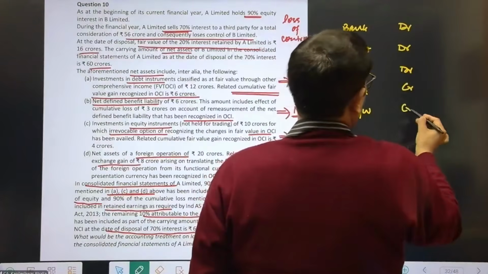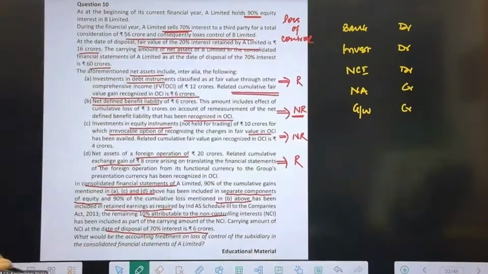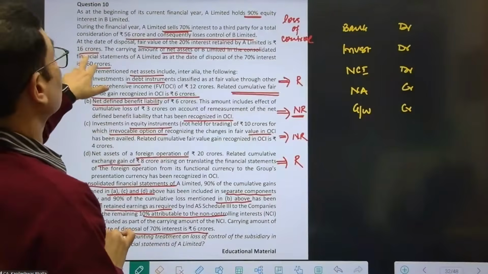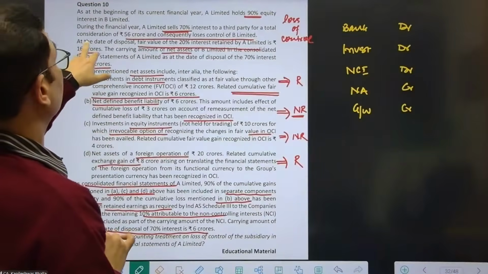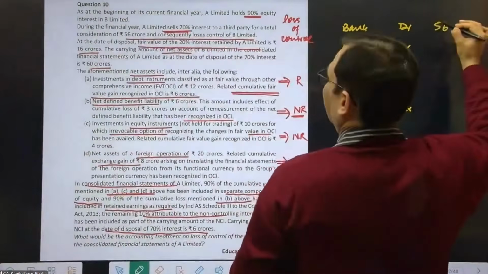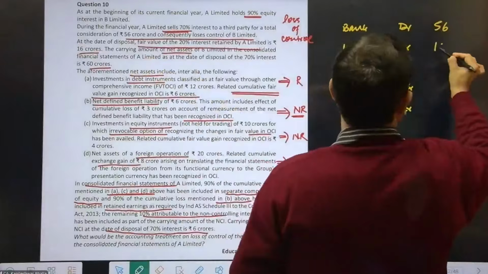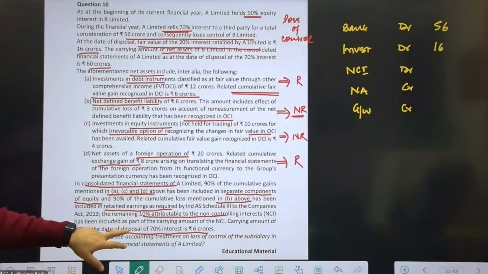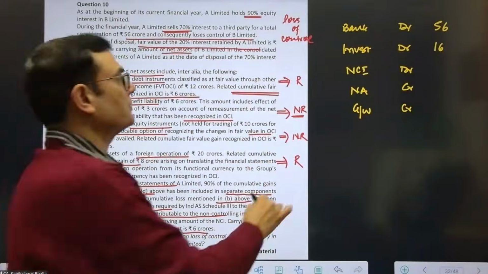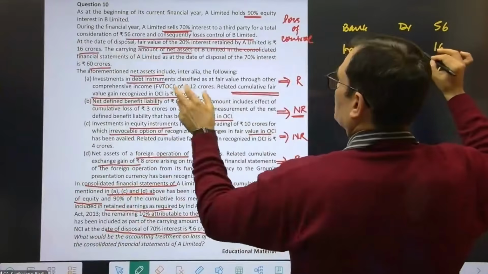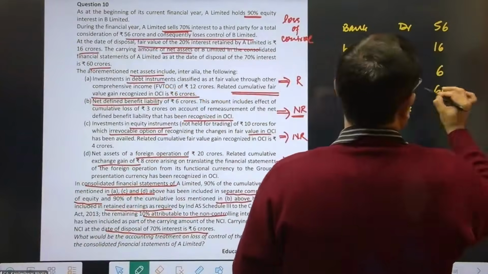So we'll just pick up the information from here. So let's see what is the amount at which investment is sold. We sold the investments at what value? 56 crores. Investment retained at a fair value is 16 crores. NCI on the date of disposal is given to me, it is 6 crores. And net assets on the date of disposal is, I guess, 60 crores.